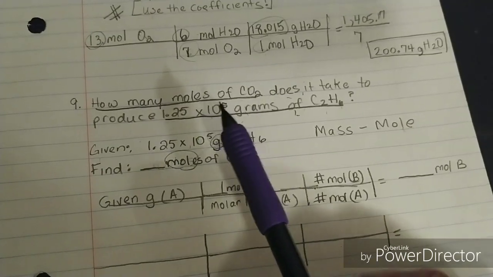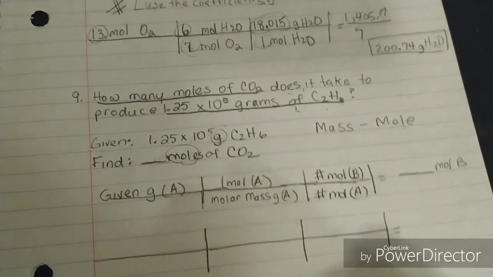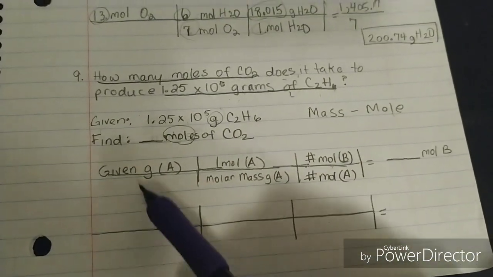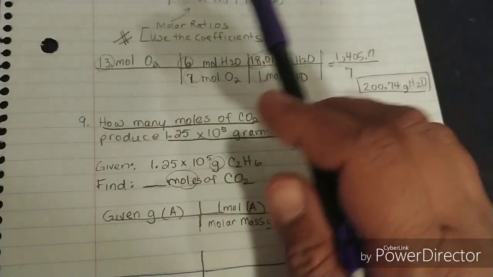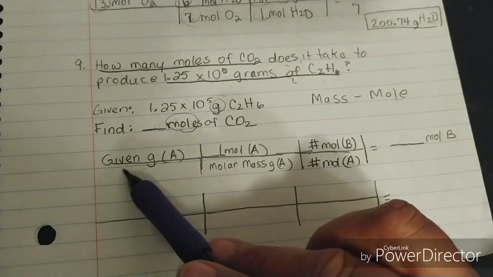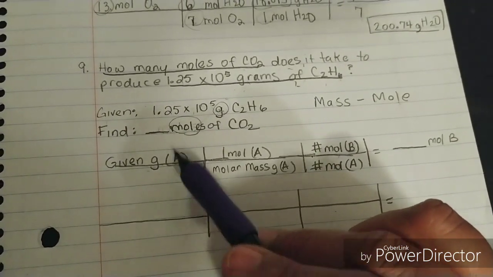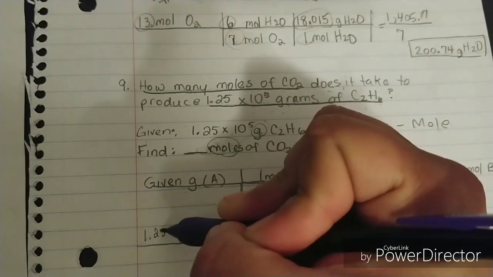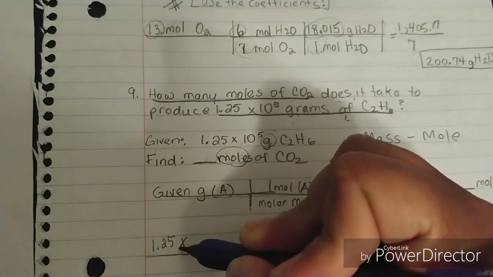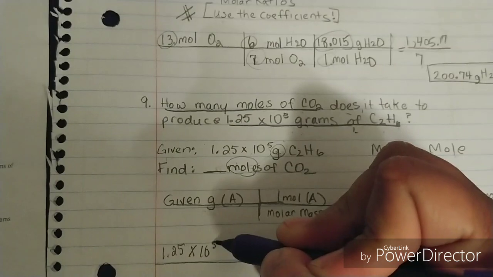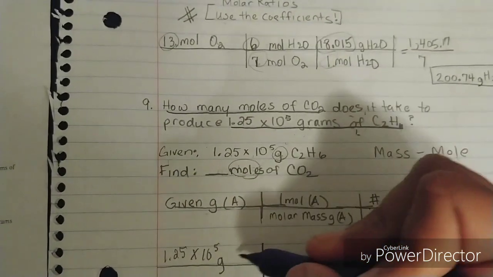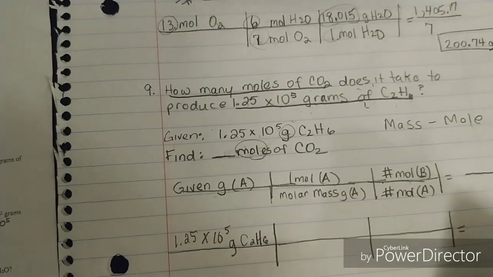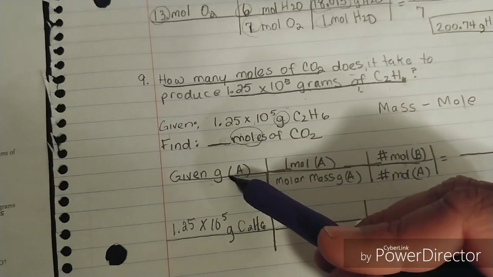So now in the foldable, you look for the setup for a mass to mole. You should have this written down. Okay, so we're going to follow it along just like we did here. Okay, so it says to put the given grams of A. So our given is 1.25 times 10 to the 5th grams of C2H6. Okay, so did that.